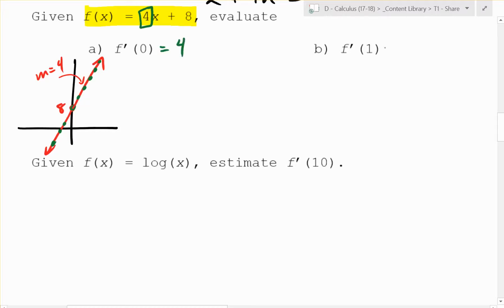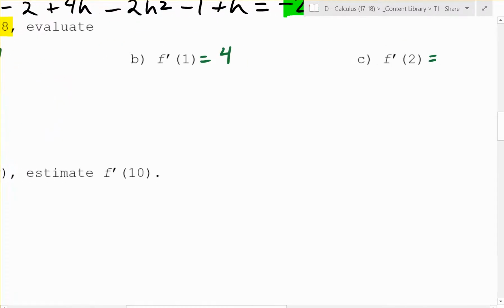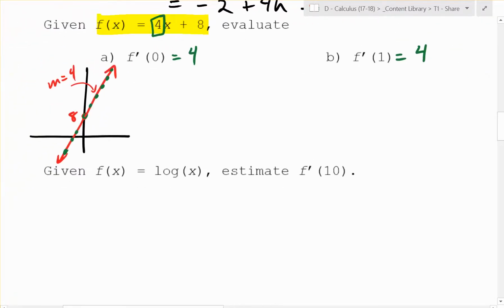4. What's the slope of the tangent line when x is 1? 4. And what's the slope of the tangent line when x is 2? 4. Now you could do it out algebraically, but you don't have to. You can just say this is a linear function. By definition, the rate of change is the same everywhere. The instantaneous rate of change is the same everywhere.